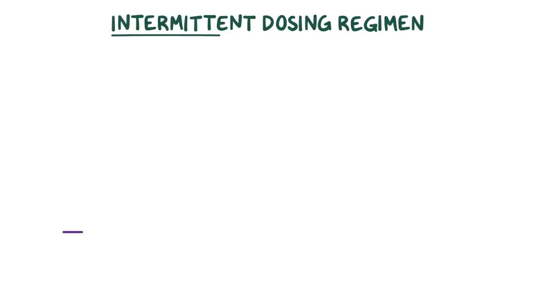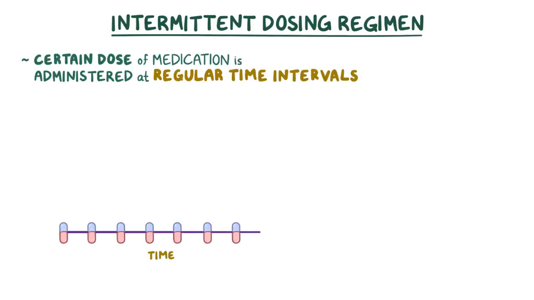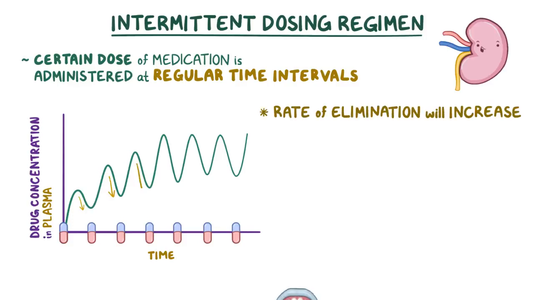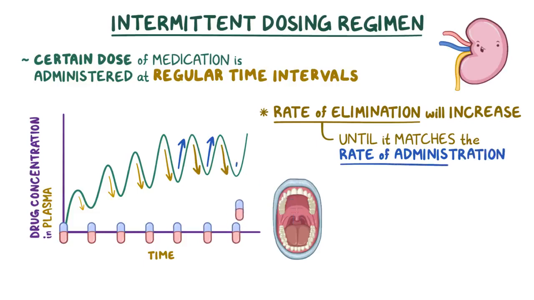Finally, there's an intermittent dosing regimen. This means that a certain dose of medication is administered at regular time intervals through a given route. If the next dose of a medication is administered before the previous dose has been completely eliminated, the plasma concentration will once again progressively rise. In this case, though, it will fluctuate between peaks and troughs. And the rate of elimination will increase along as well, until it matches the rate of administration.